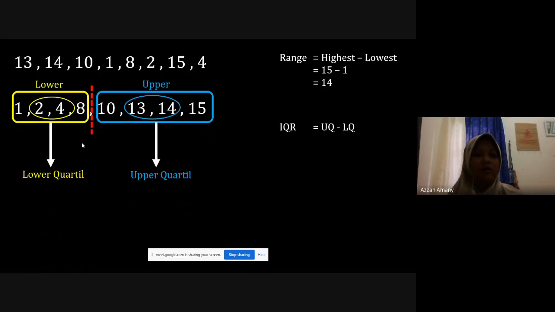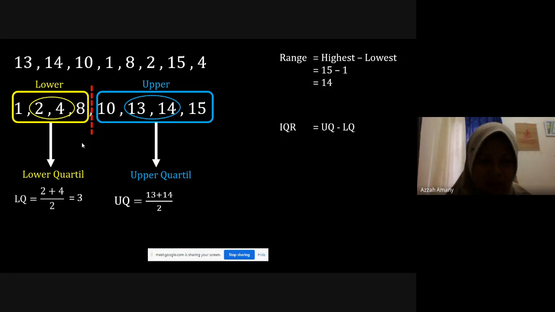So the median of lower is between 2 and 4. Then the lower quartile is 2 plus 4 divided by 2. Then, the lower quartile is 3. The upper quartile is between 13 and 14. Then the upper quartile is 13 plus 14 divided by 2 equals 13 and a half.